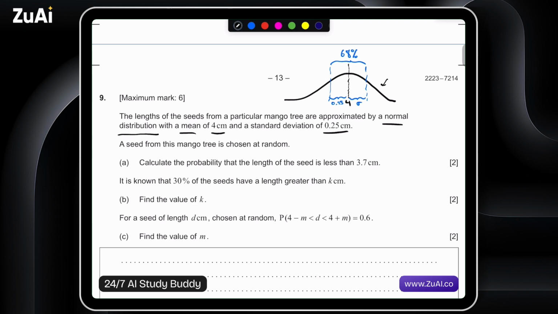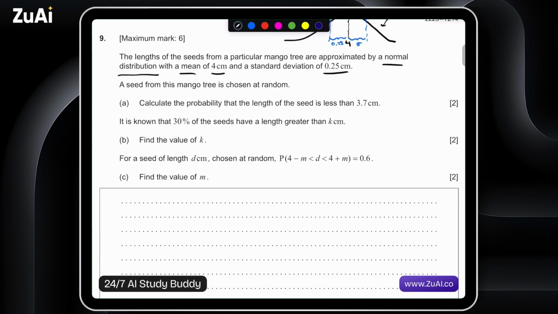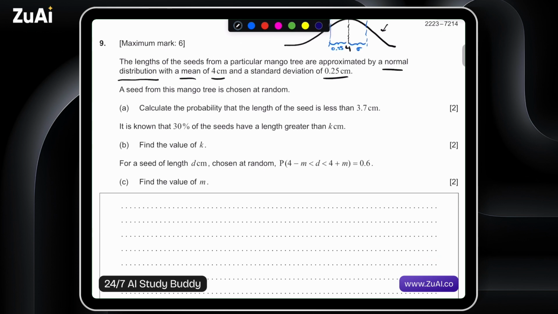Okay, so part A asks us to calculate the probability that the length of the seed is less than 3.7 centimeters. 2-mark question. Remember, for this, if you're not sure how to work this out, process marks at very least are a sketch. So throughout, I'm going to draw a sketch here.